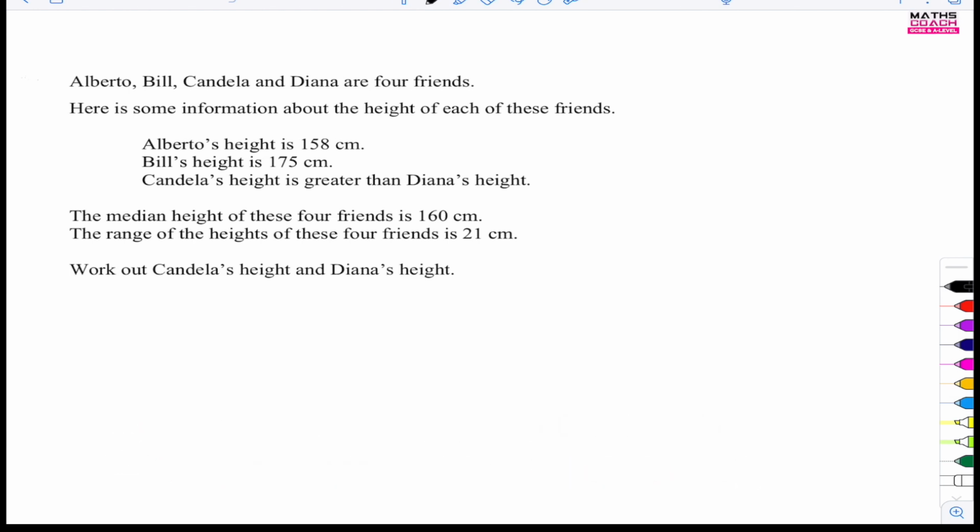Alberto, Bill, Candela and Diana are 4 friends. Here is some information about the heights of each of these friends. Alberto's height is 158 centimeters, Bill's height is 175 centimeters, Candela's height is greater than Diana's height. The median height of these 4 friends is 160 centimeters. The range of the heights of these 4 friends is 21 centimeters. Work out Candela's height and Diana's height.